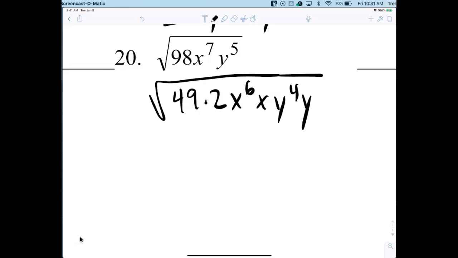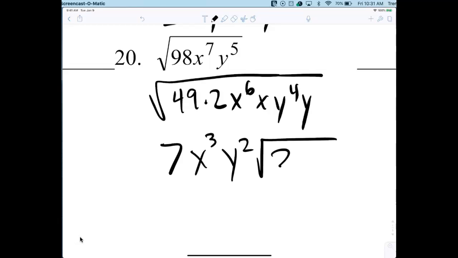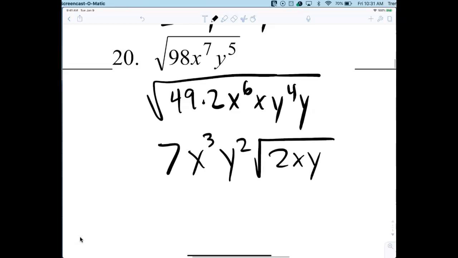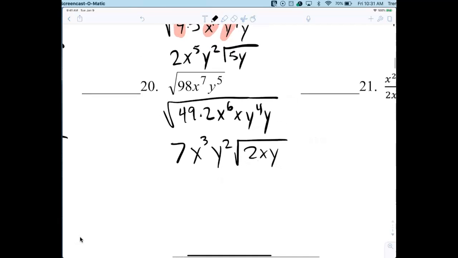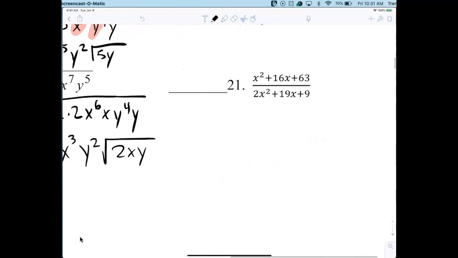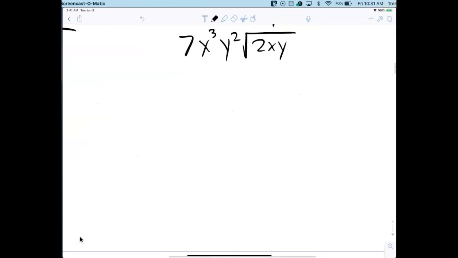What's the square root of 49? 7. Square root of x to the 6th? x cubed. Square root of y to the 4th? y squared. What's left behind? 2xy. All right, I'm pretty happy with you. Later in the future, we will show you how to handle that, but I'm not worried about 21 right now.